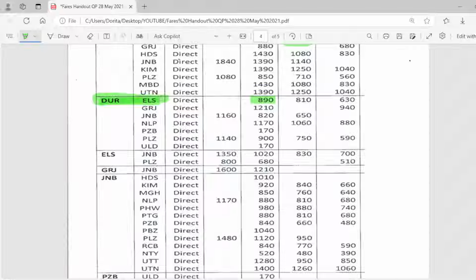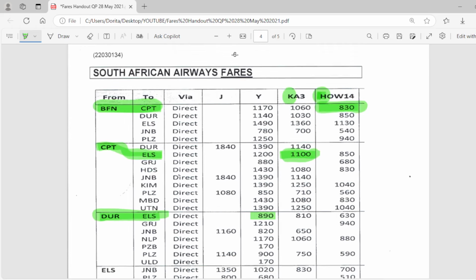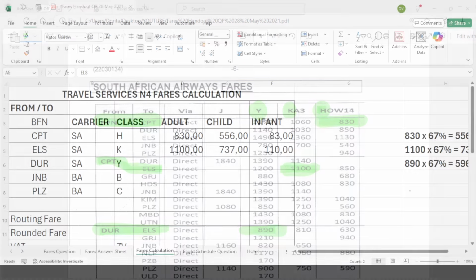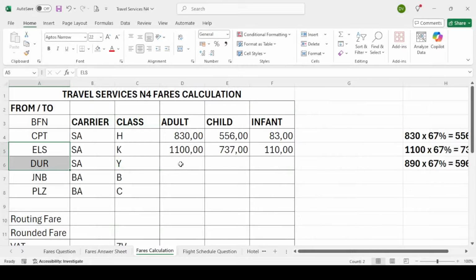Because whether you're flying from Durban to East London or from East London to Durban, the price is going to be the same. Your price for the adult on Class Y will be 890 Rand. That is the fare for this route from East London to Durban. Let's go and insert it on our answer sheet. 890.